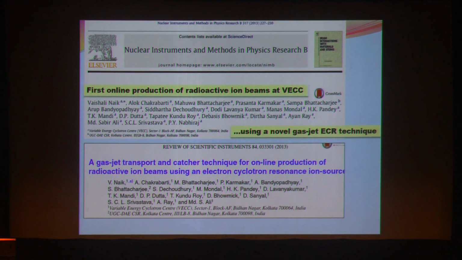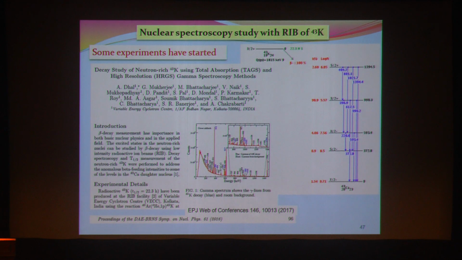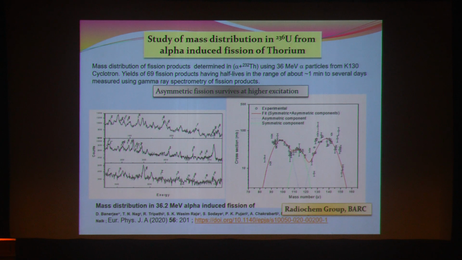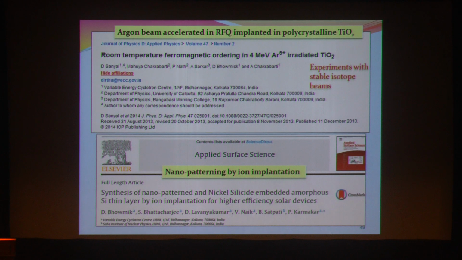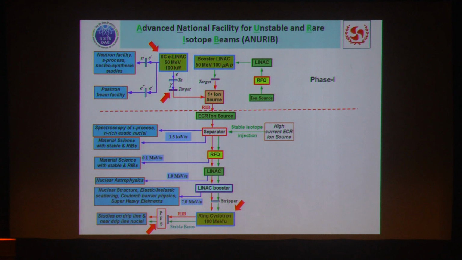So with this facility, some experiments are already being done. These are some snapshots from some papers. Nuclear spectroscopy study with RIB of 43K. Study of the mass distribution of 236U. Argon beam is accelerated in RFQ on polycrystalline titanium oxide, and then nano patterning by ion implantation. So some of my colleagues are doing these experiments.